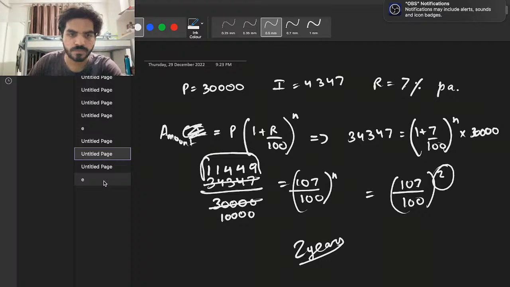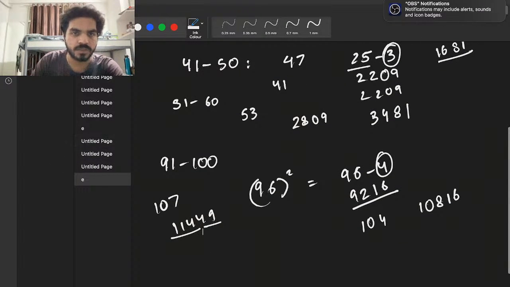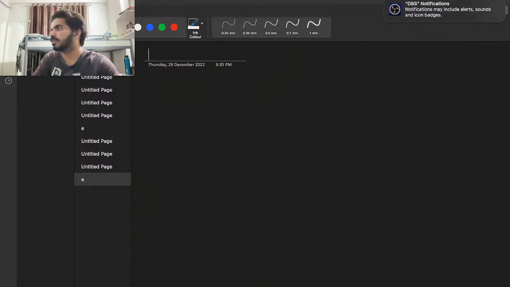Okay. These were a few methods to calculate the squares. Any other question?